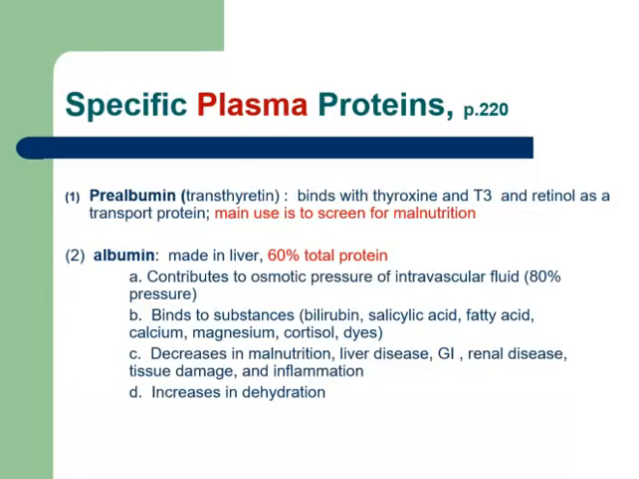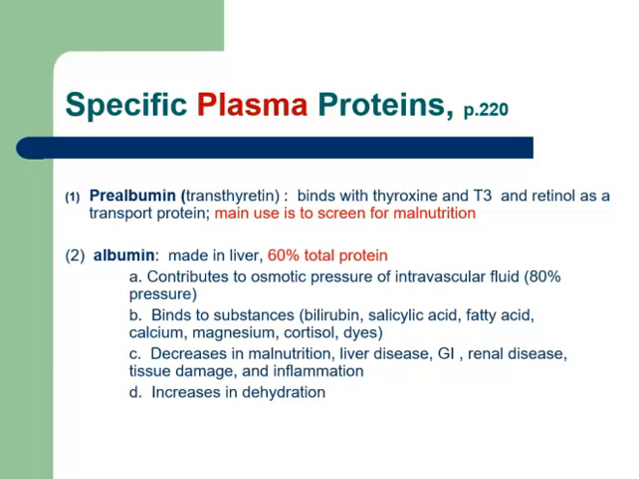So let's talk about specific plasma proteins. We have pre-albumin and then we have our albumin. The pre-albumin we mainly use as a screen for malnutrition. So that's its main purpose. But our albumin, it does several things for the body. So we can use it for a lot of different things. Remember, our albumin is made in the liver, and it makes up about 60% of our total protein.